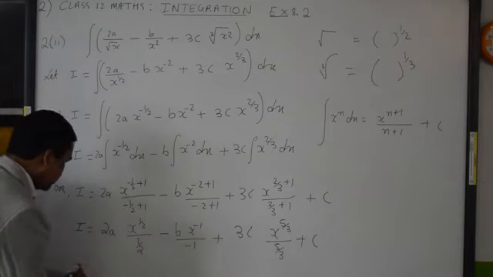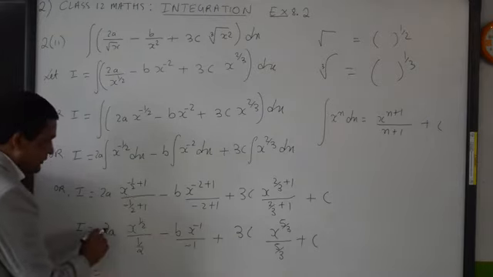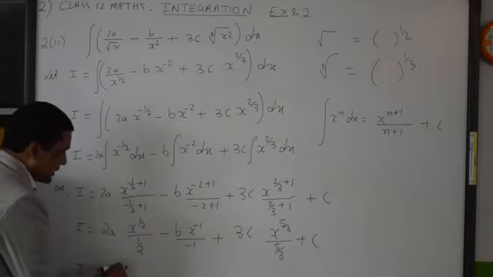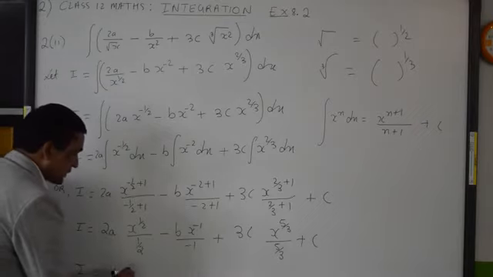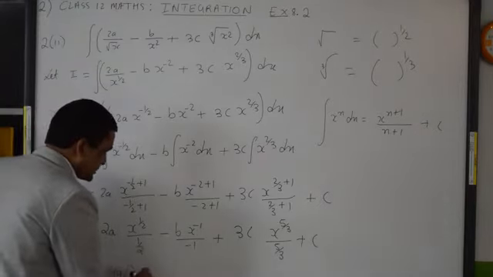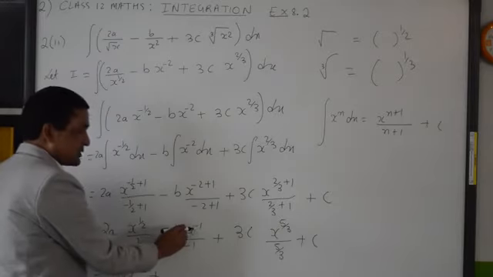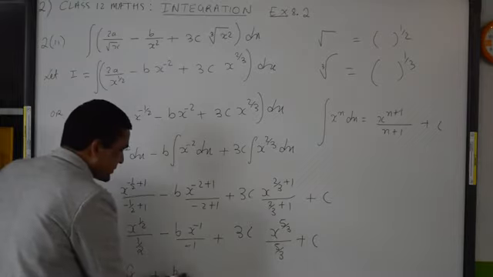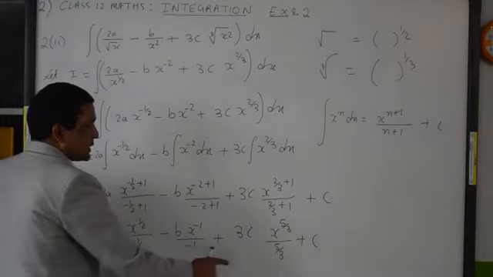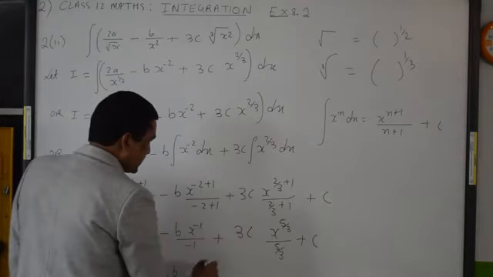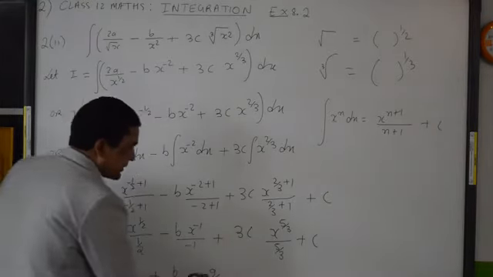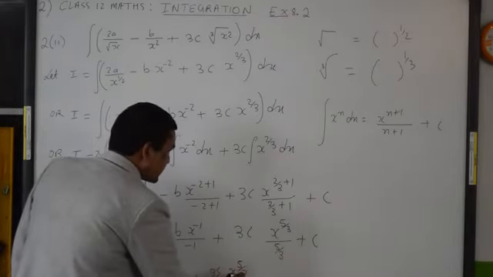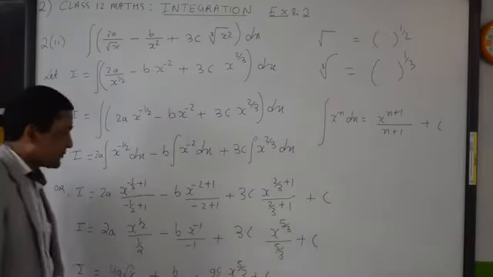Now I equals, this 2 in the denominator goes to the numerator, that means this is 4a x to the power half, which means root x. Then minus minus becomes plus, then to make this power positive, take this term to the denominator: b by x. Then plus, this 3 comes to the numerator, 9c by 5 x to the power 5 by 3, plus c. Now we have beautified the sum.